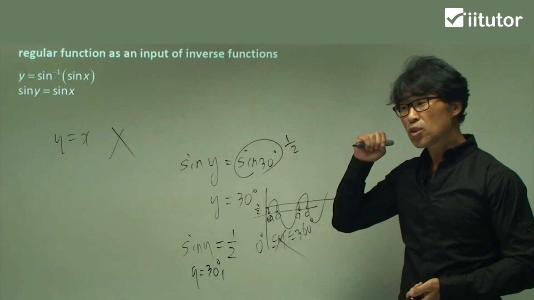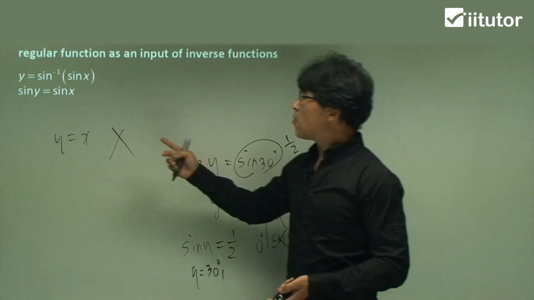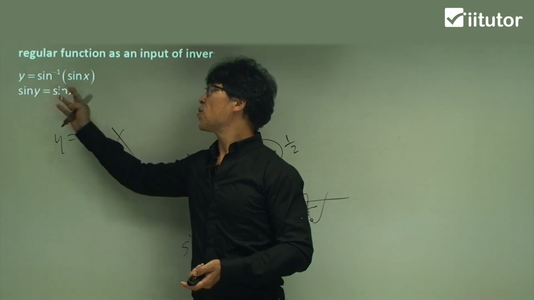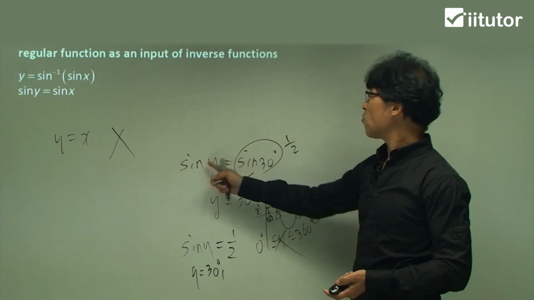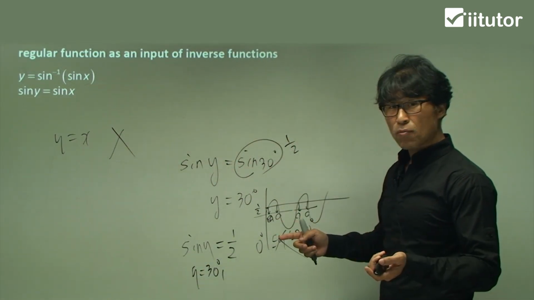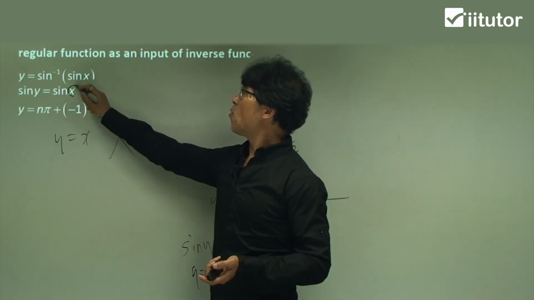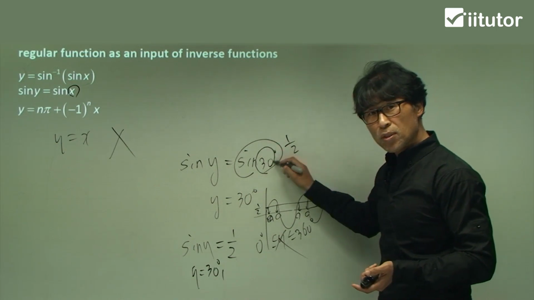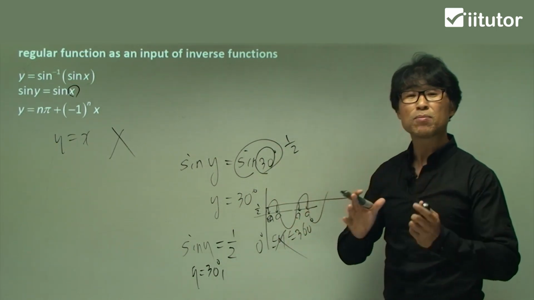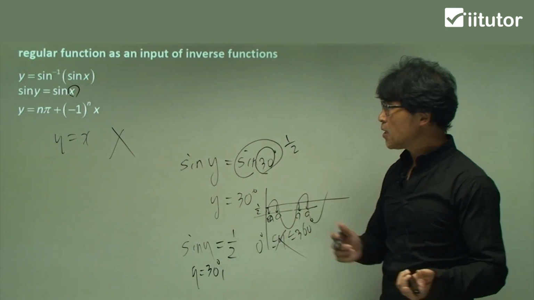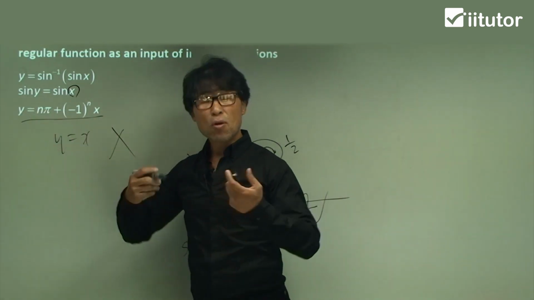So what is it? We have to follow the general solution. Now, what is the general solution here? For example, sine y equals sine 30. What are you going to do? We have to follow the general solution here. That is only one of the particular solutions, or we can call it the principal value. That makes sense? And that is what we covered already.